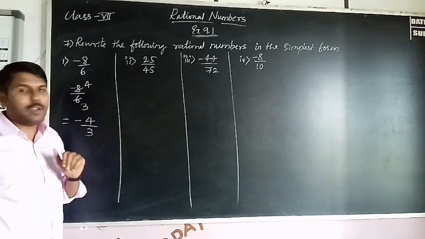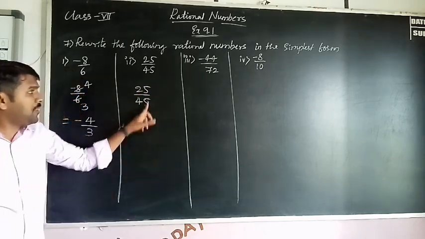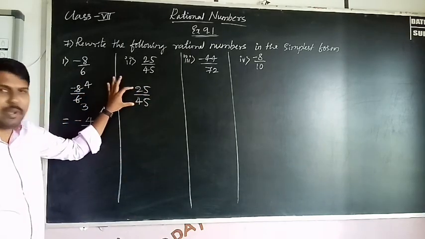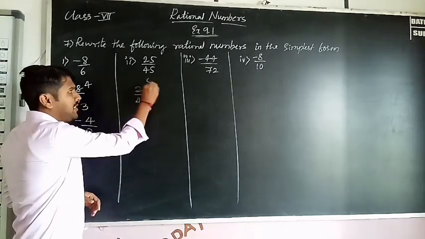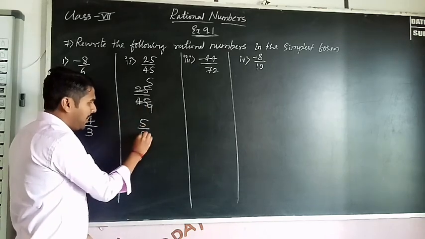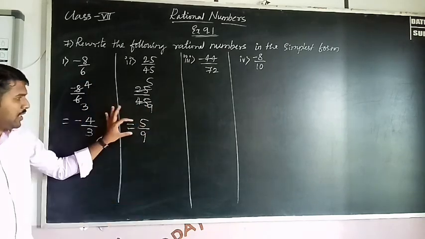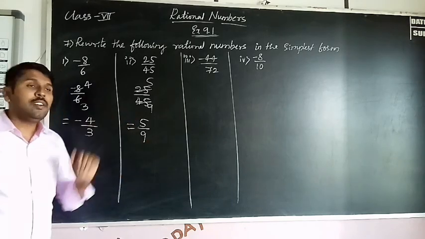So next, 25 by 45. So here in the ones place 5 is there. That means it is divisible by 5. Divisibility rule for 5. So divide by 5. 5 5s are 25, 5 9s are 45. So again here you will get 5 by 9 as the answer. Is there any common factor between 5 and 9 other than 1? No. That means this is the simplest form.